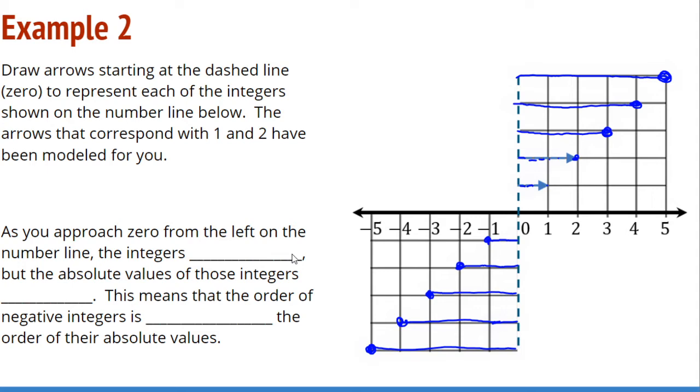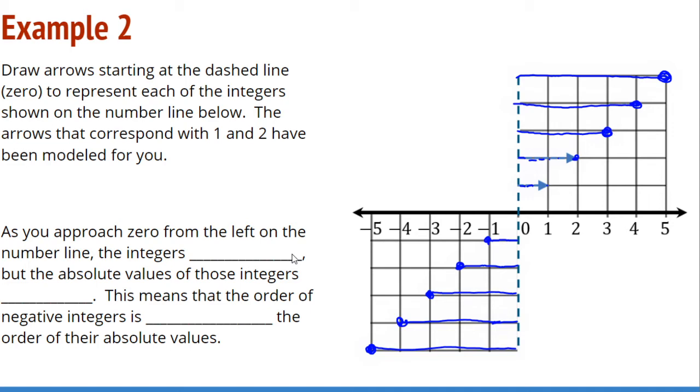As you approach 0 from the left on the number line, what is happening to the integers? Let's pause for a moment before we answer that question. Let's just do a little bit of looking at what we have created here. So which integer is represented by the longest arrow? Which one of these integers has the longest line?